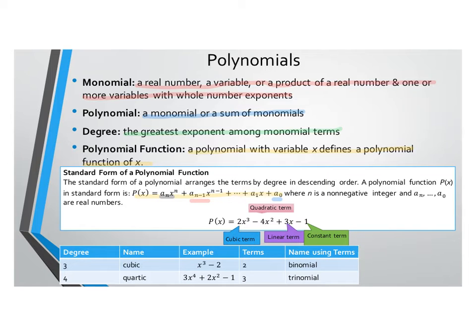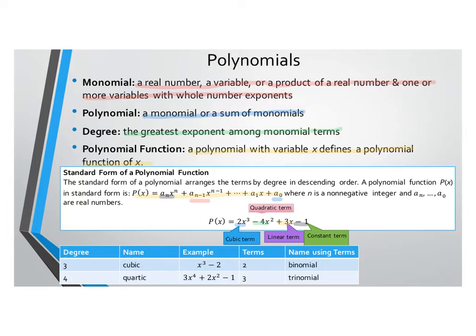If we look at our sample example, the polynomial p of x equals 2x cubed minus 4x squared plus 3x minus 1, the cubic term is 2x cubed because the x is to the third power. The quadratic term is negative 4x squared. The linear term is positive 3x, and the constant term is negative 1.